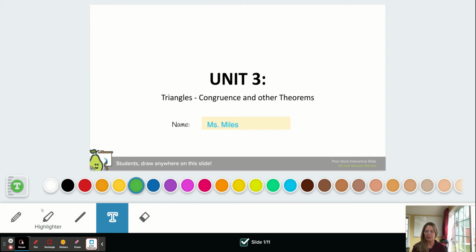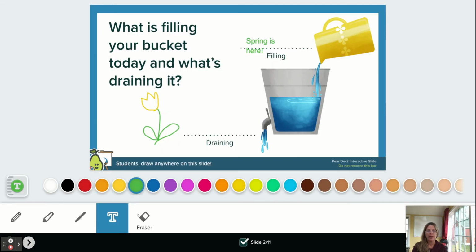So we're going to start by asking you what is filling your bucket today and what is draining it. Filling your bucket, that's like a positive thing. Like what is helping you manage today? I love to see the little flowers popping up in my garden. What is draining your bucket? What is making things difficult for you? And so please share. And sometimes acknowledging things helps us move forward.